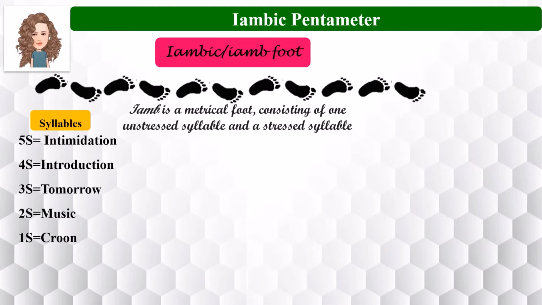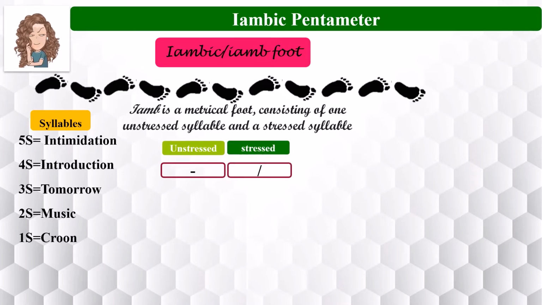The syllables, generally loud in tone, are known as stressed syllables. So, look at the division of the iambic metrical foot. In an iamb, the first syllable must be unstressed, followed by a stressed syllable. And in poetry, this stress pattern is identified with symbols. A dash is used to indicate unstressed, and a slash is used to indicate stressed.